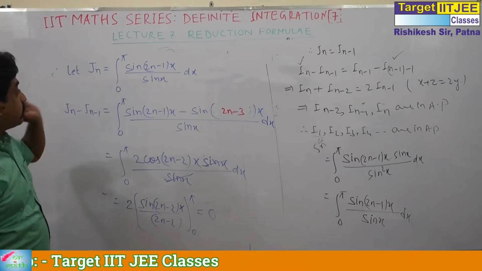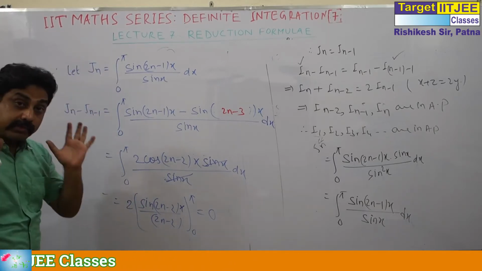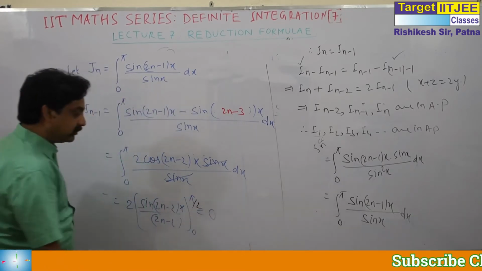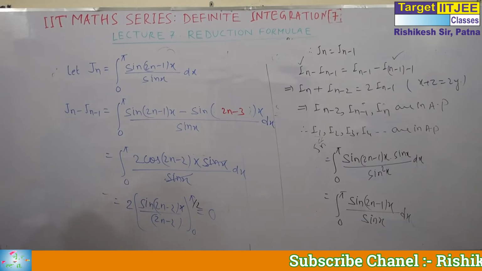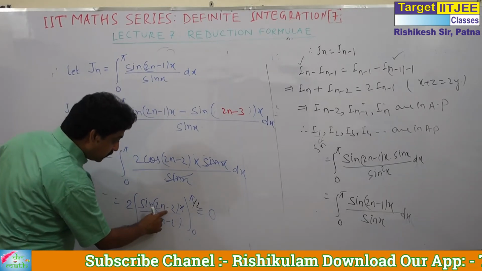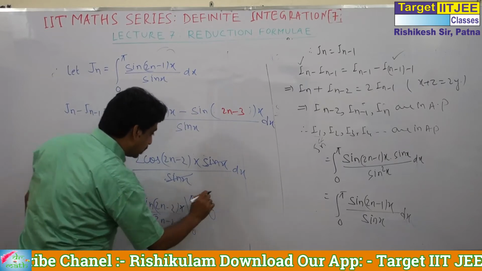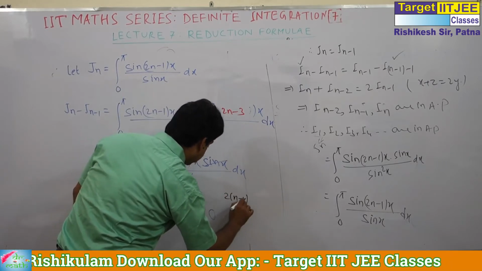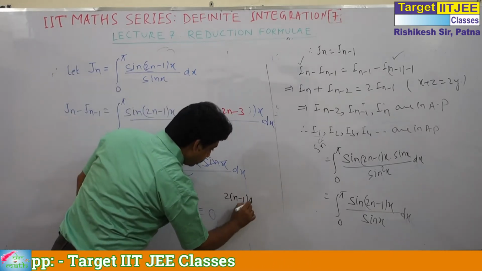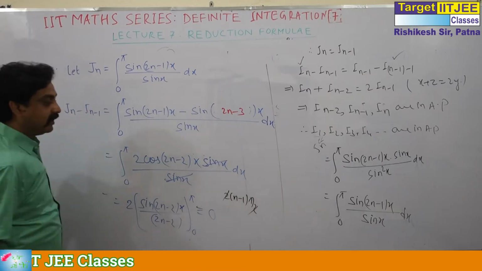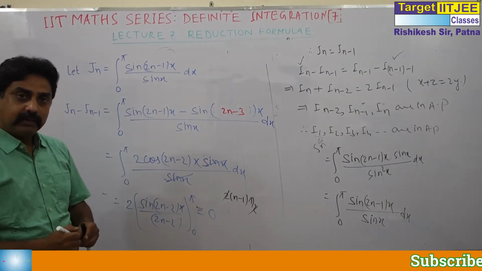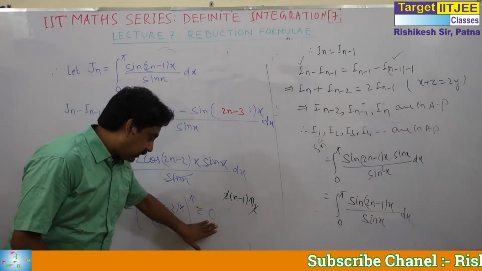Why? See, suppose we take 0 to pi by 2. Then what is this? This is pi by 2. Is this 0 at pi by 2? Yes, this is 0 at pi by 2. Why is this 0 at pi by 2? Just because this is (2n minus 1) into x. So when we put pi by 2 there, these two are cancelled and the value is (n minus 1) into pi, this is 0. So you can do. This is 0.